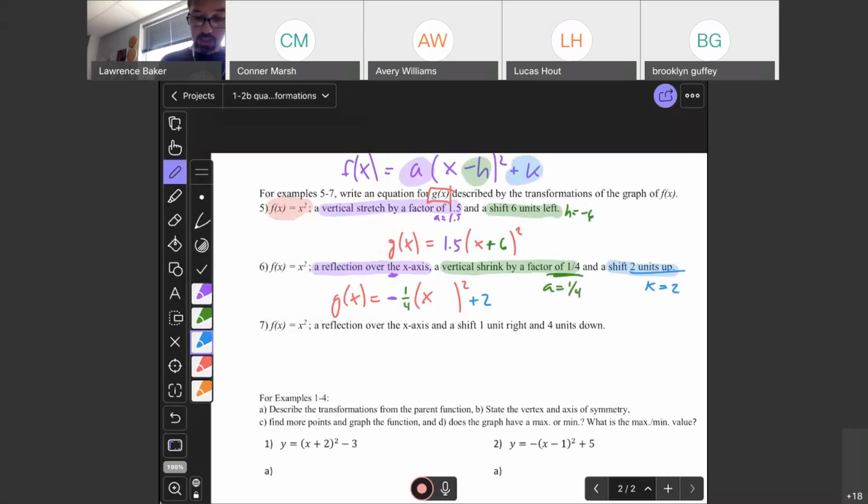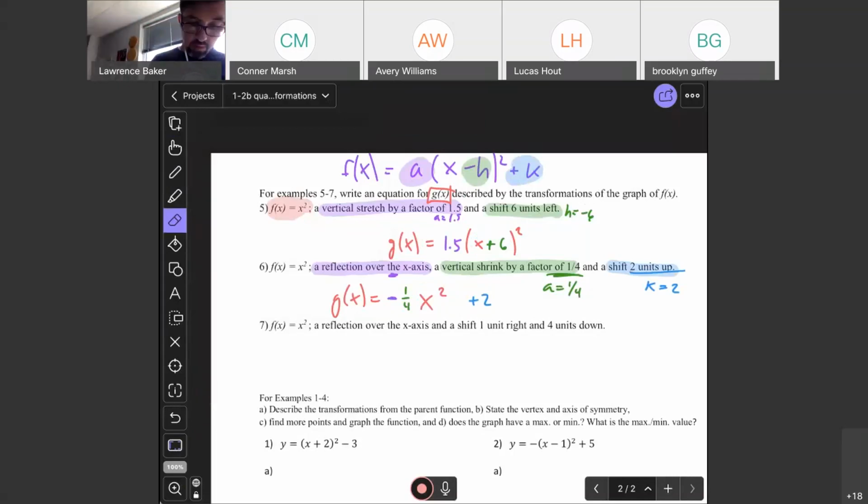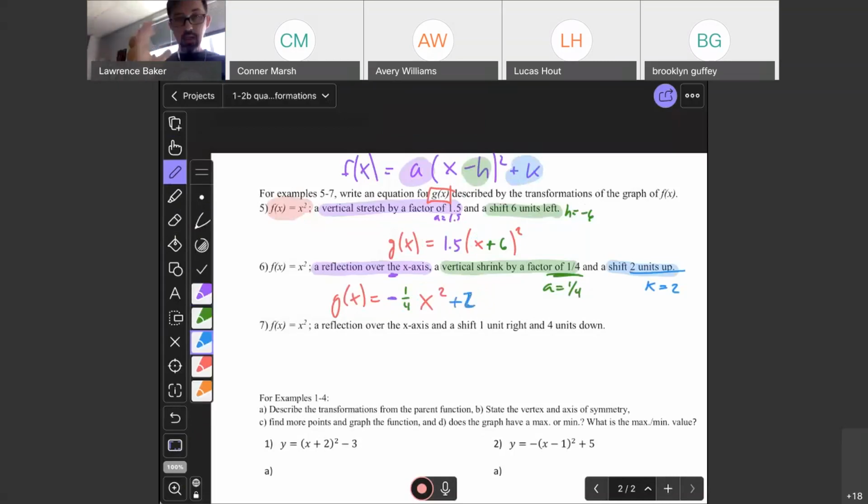So technically, I don't need these parentheses. If I was going to write this the simplest way possible, it would just look like this. Because there's nothing happening left to right, I don't need anything in there with the x. Let me move this over so it looks more normal. That's the way it should be written. Since there's no left to right shift, I don't have anything inside with the x.